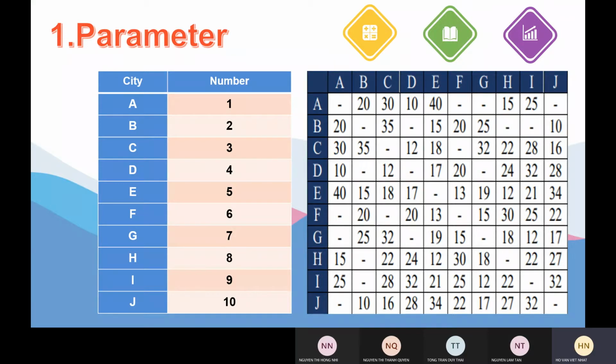However, there are some blanks. For example, from A to F, there's no value in this box because there is no direct route from city A to city F. If we want to go from A to F, we must go through city B, and we must choose the value for this at the beginning of the problem.